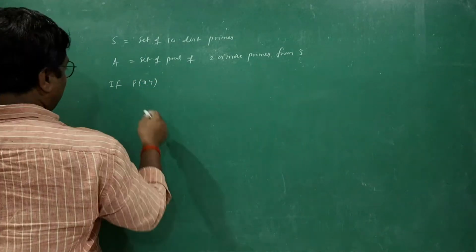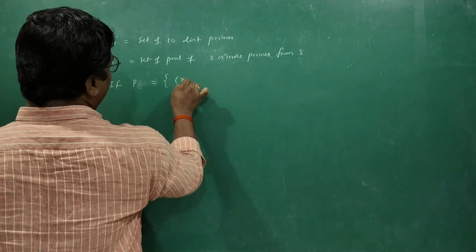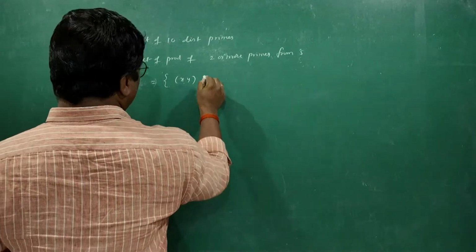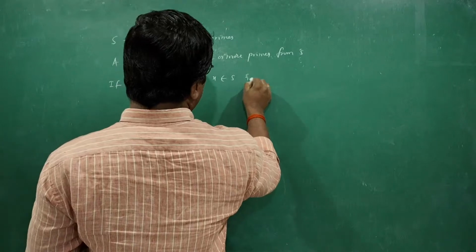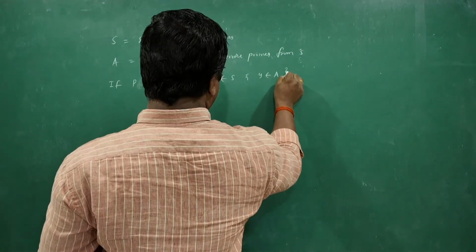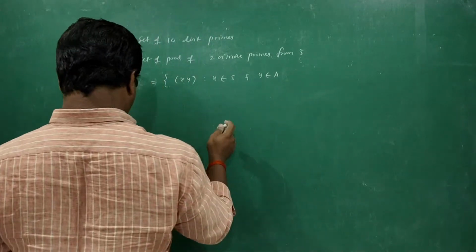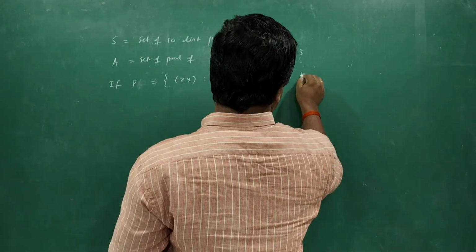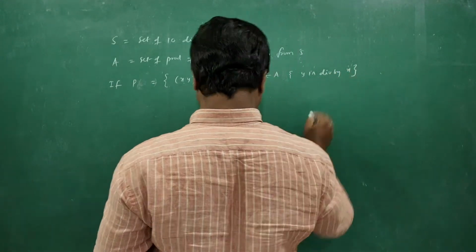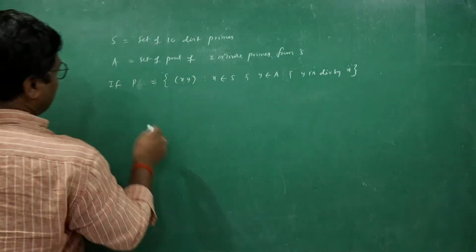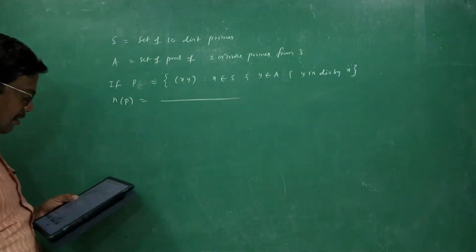If P is a set containing ordered pairs (x, y) such that x belongs to S and y belongs to A, and one more condition: y is divisible by x, then find the number of elements in the set P. This is the question.